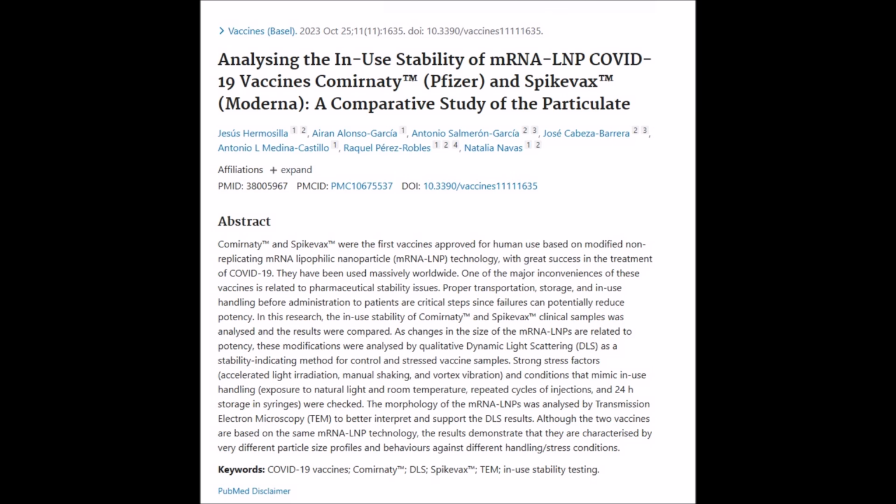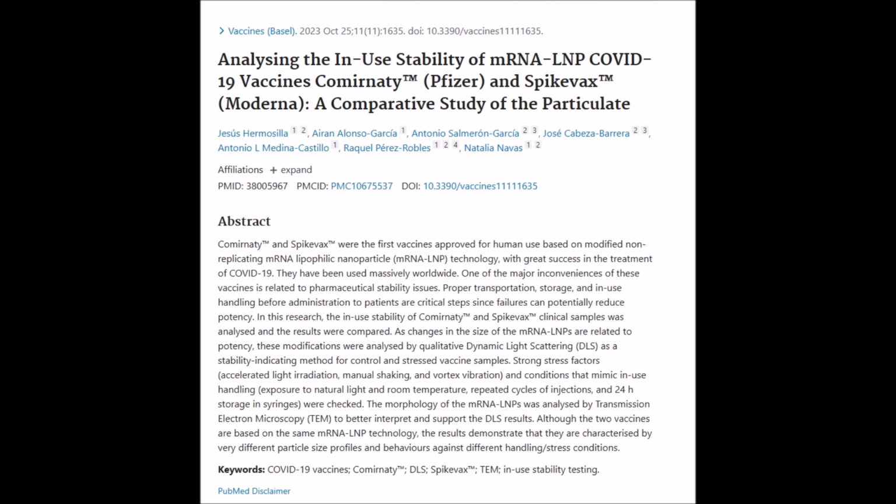Let me quote Hermosilla et al., with a paper analyzing the in-use stability of mRNA LNP COVID-19 vaccines, Comirnaty, Pfizer and Spikevax, Moderna, a comparative study of the particulate. The expired Comirnaty samples were also analyzed after dilution and the results are shown in figure 1b. All vials analyzed belonged to the same batch, FG4686, and were 1 month vial 1, 2 months vial 2 and 4 months vial 3 expired by the time of the analysis.